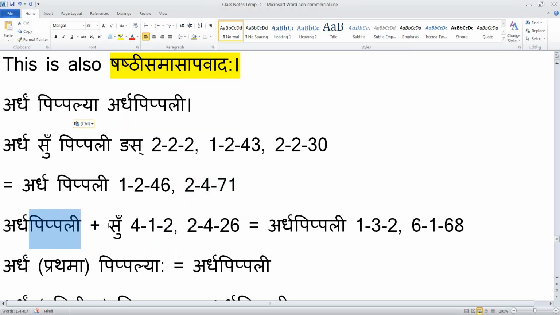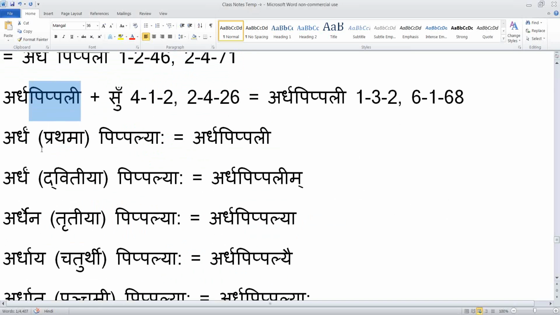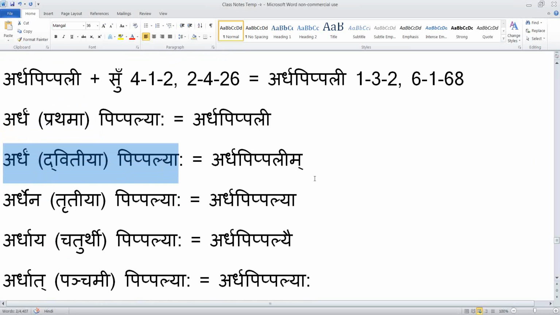Now what happens is, let's look at this one here. If you take prathama vibhakti over here, pippalyaha ardham. Then ardham means take prathama with ardham. Pippalyaha ardham is napunsakam here. It is prathama. Here pippali, ardha pippali. Pippalyaha ardham is dvitiya. Ardha pippalim. Dvitiya it becomes. Then pippalyaha ardhena, ardhena pippalyaha. Tritiya becomes ardha pippalya. Pippalya like nadya. Then ardhaya pippalyaha.